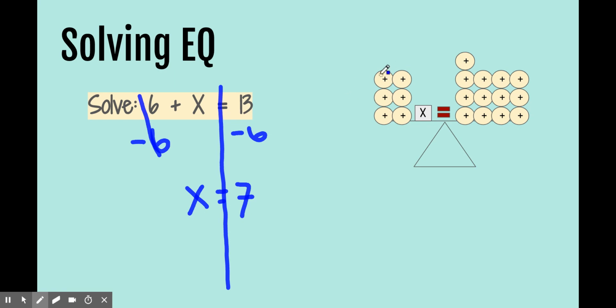And if you added 6 negatives over here, cancel 1, 2, 3, 4, 5, 6, leaving you with positive 7 over here also. So that's how you can use the models to help you out.